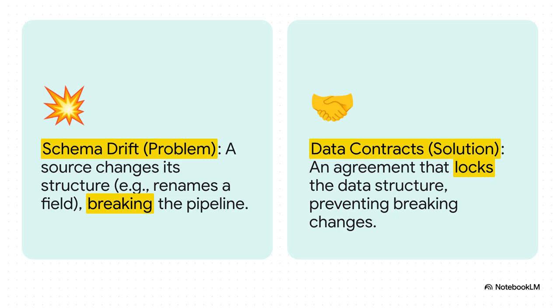Now, one of the absolute biggest risks to any data pipeline is this thing called schema drift. This is what happens when, say, an engineer on another team renames a column from user ID to customer ID without telling anyone. That one tiny change can cause your entire pipeline to just explode. The solution? Data contracts. Think of it like a formal agreement between the data source and the pipeline that locks in the structure, basically preventing these kinds of surprise changes from ever breaking your stuff.